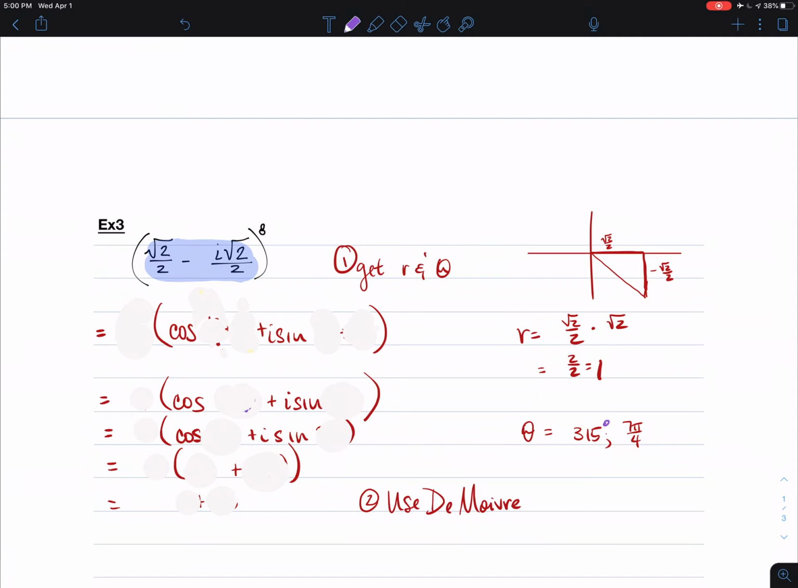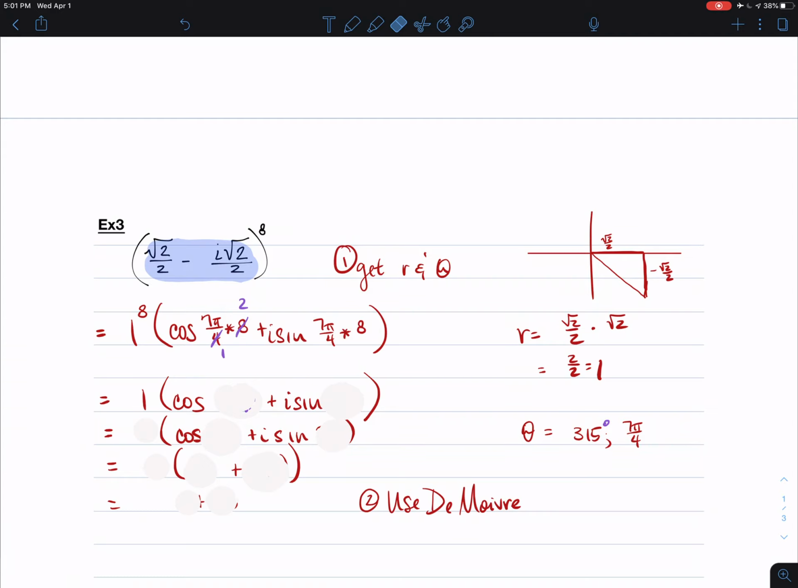Now that I know what r and theta are, I can go back and use de Moivre's theorem. Remember, de Moivre's theorem said take your radius and raise it to the power. So that's the first thing I'm going to do. My radius, which was 1, raised to my power of 8. Then you take your theta and multiply by the power. I went ahead and did some reducing of fractions on this, so let me uncover that.